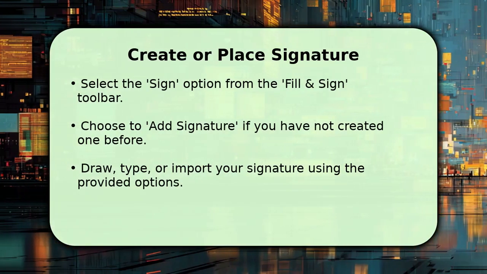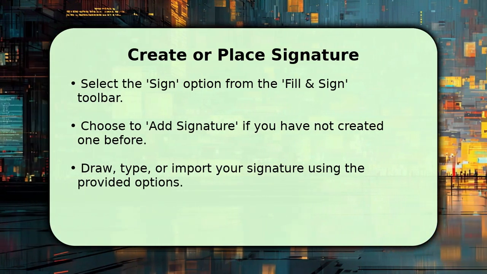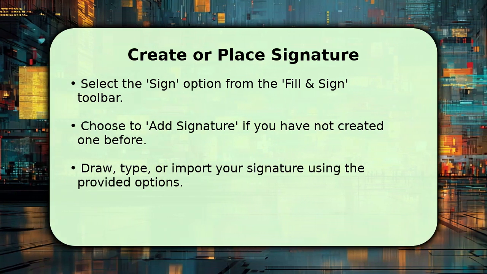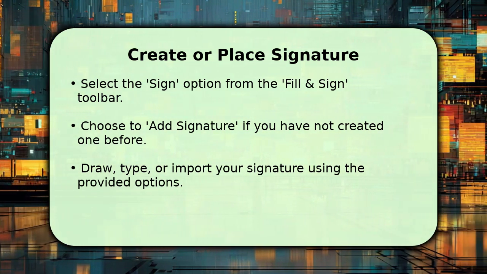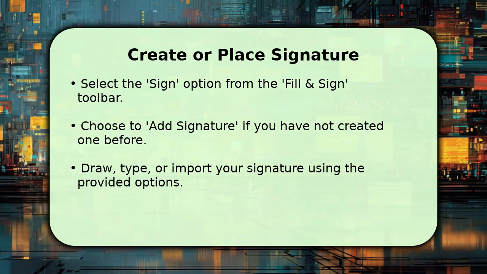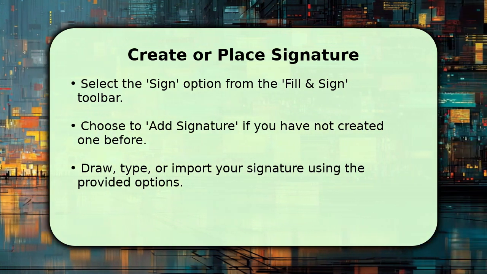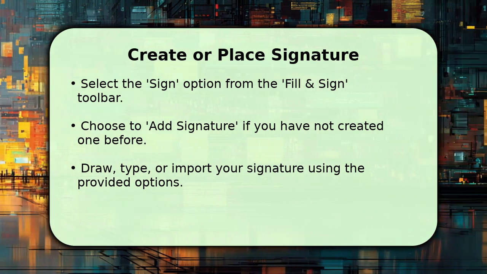After opening the Fill and Sign panel, locate the sign icon positioned at the top of the screen. If this is your first time, you will select Add Signature to create a new one. You have 3 flexible options for creating your signature. You can easily type your name, draw it freehand with your mouse, or even import an image of your physical signature. Take a moment to choose the method that best suits your needs and preferences for accuracy.